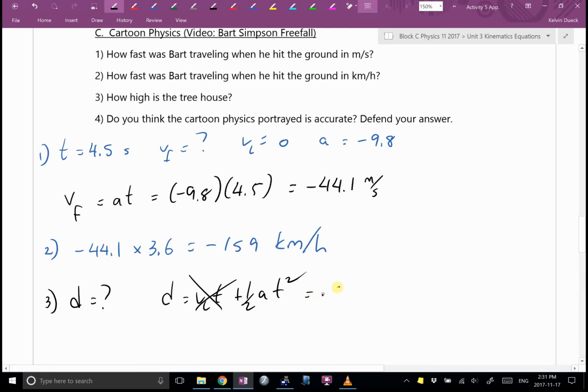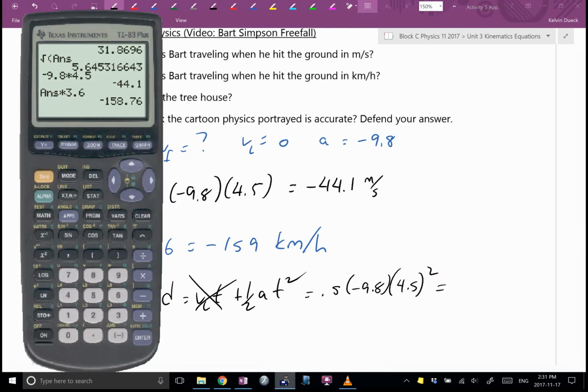So it's going to be 0.5, negative 9.8, 4.5, squared. This is going to give us a negative answer. We'll ignore the negative here because it's technically a height, but the negative makes sense because Bart did fall down. Negative 99.225. Negative 99, really?